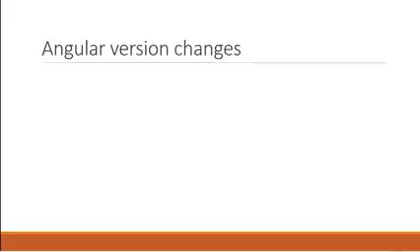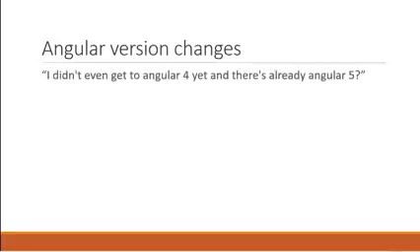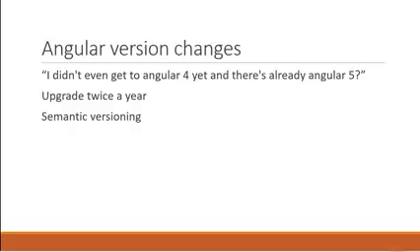will still hold good as the versions change. I've seen comments like, I didn't even get to Angular 4 yet, and there's already Angular 5. And I'm pretty sure that this is a concern with a lot of us. So let me clear things out. In any framework, there is always room for improvement, and same is the case with Angular. So the Google team has decided they will upgrade Angular twice a year and stick to semantic versioning.